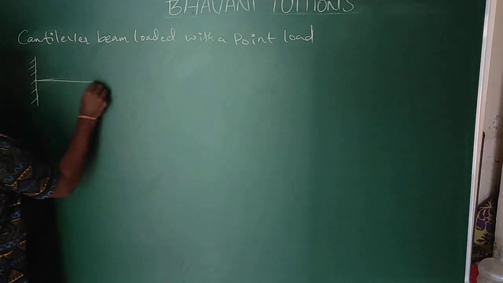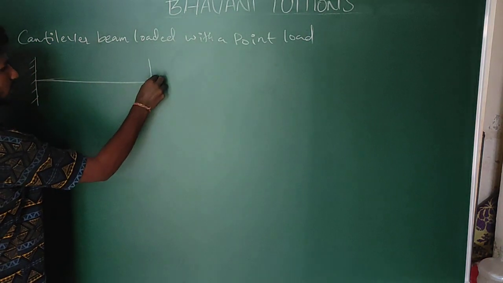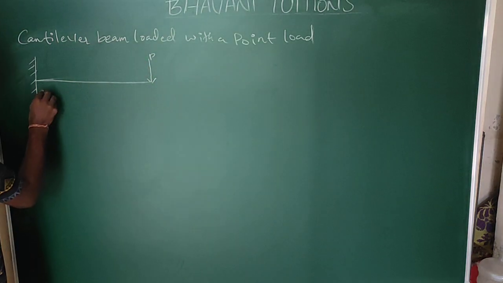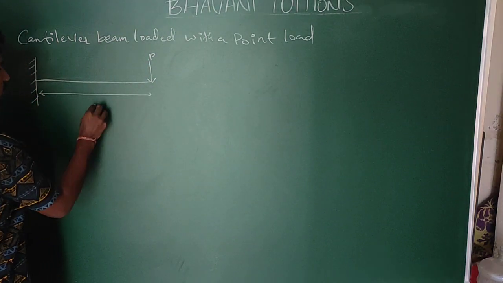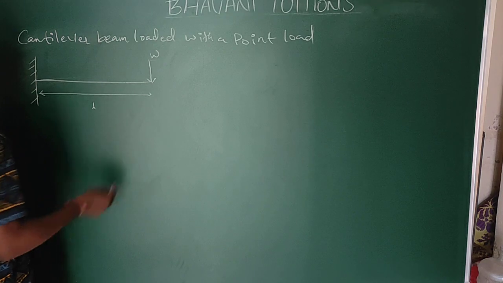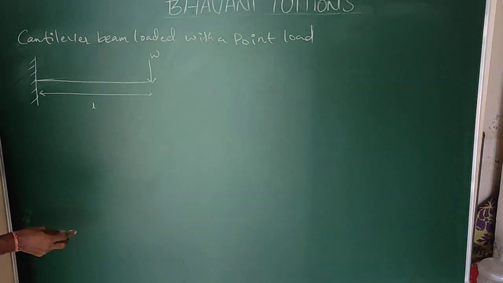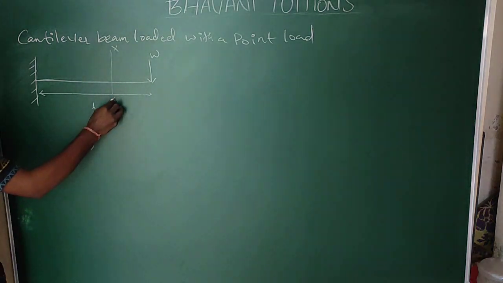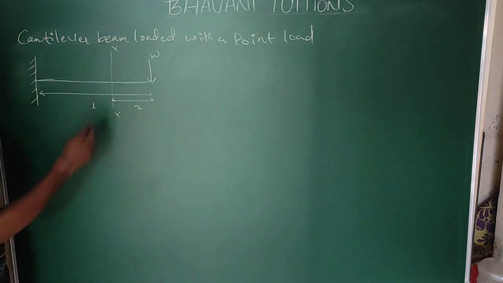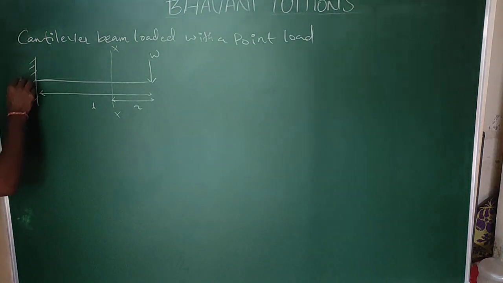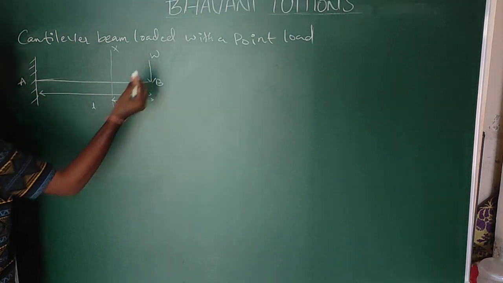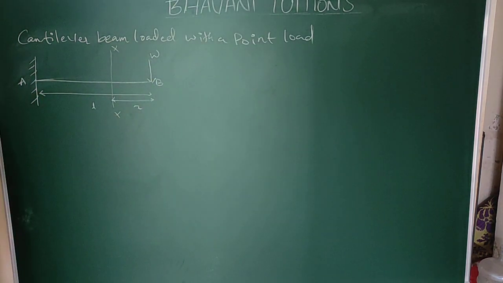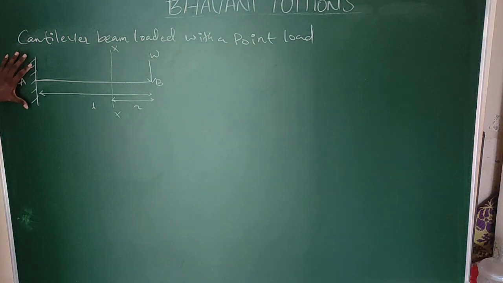If we consider this is the cantilever beam, and here we have the point load W at a distance L. So this is at a distance L. Now let us consider a section XX at a distance of X. Let us consider this is A and this is B. Now we are going to find the slope and deflection for this cantilever beam. We know that in a cantilever beam, one end is fixed and the other end is free, right?